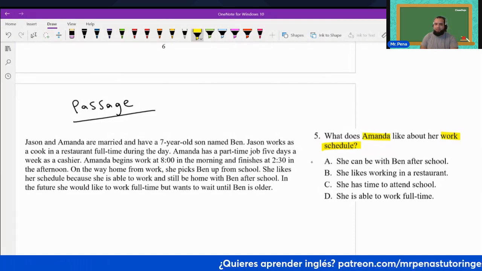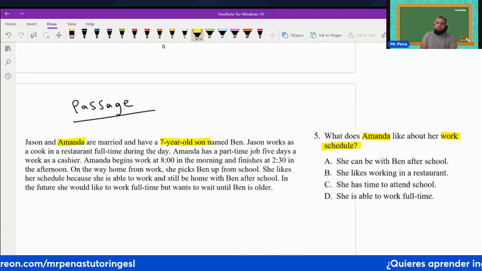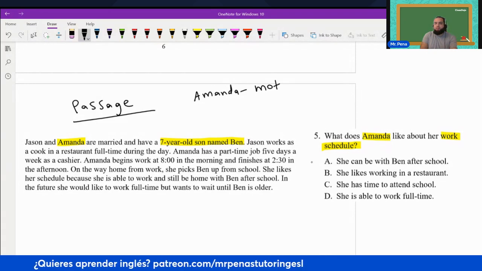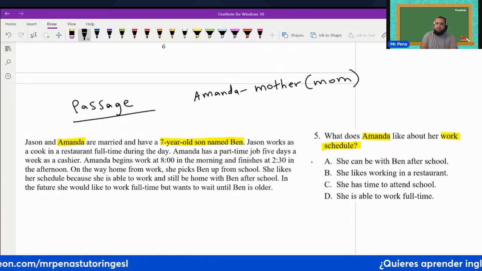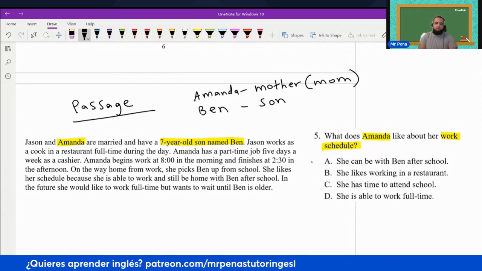Okay. So, Amanda is married to Jason, and they have a 7-year-old son named Ben. So, Amanda is the mother, la mamá, to her little boy named Ben, which is their son. Ben is 7 years old.